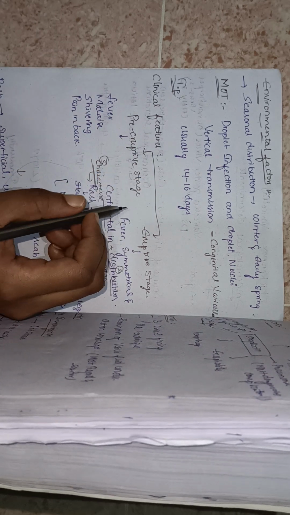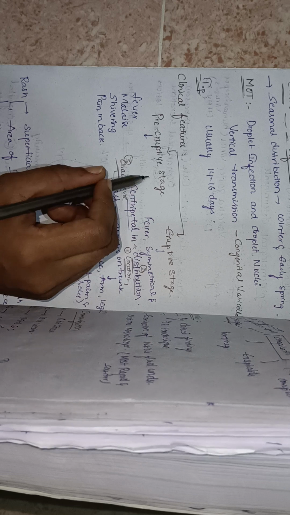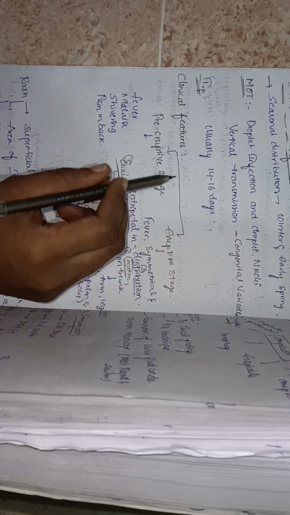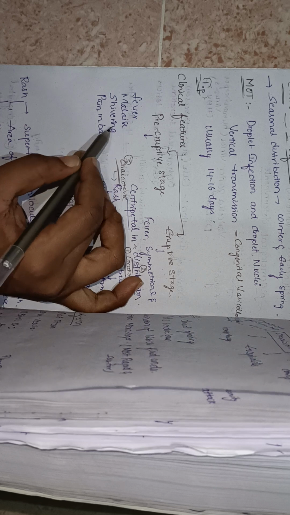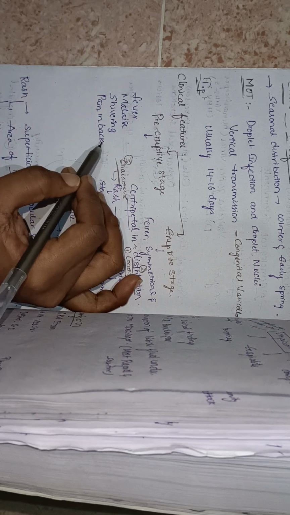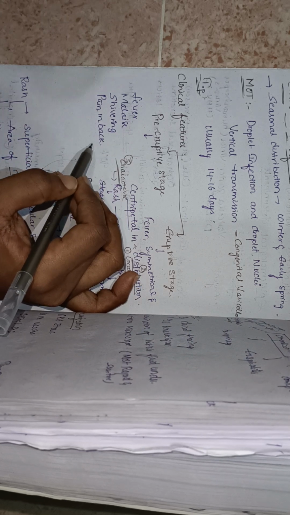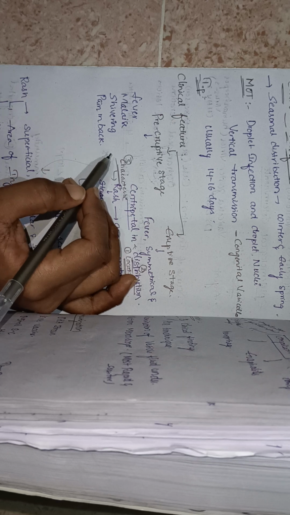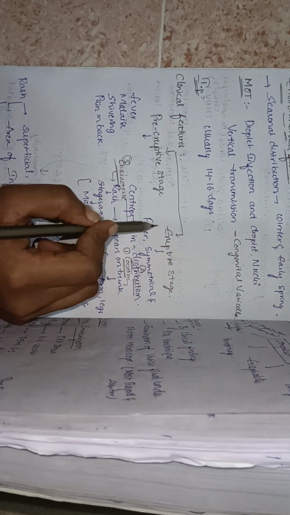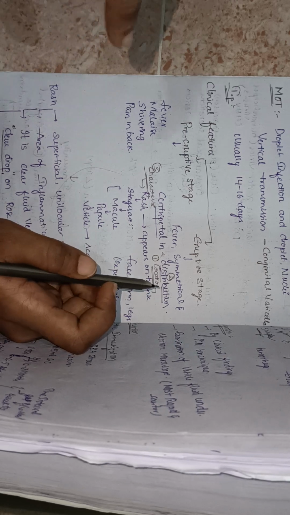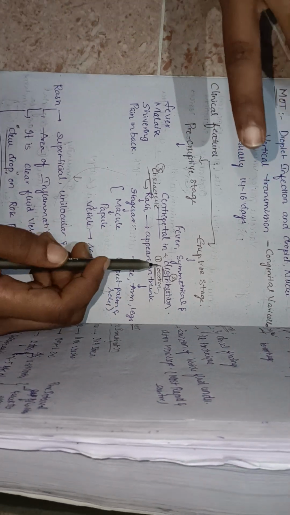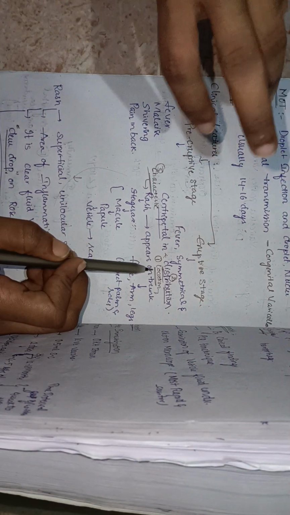Next comes the clinical features, of two types: pre-eruptive stage and eruptive stage. The pre-eruptive stage has fever, malaise, shivering, and pain in the back. Next comes the eruptive stage. First we can discuss three points: distribution, location, and characteristics. What are those?